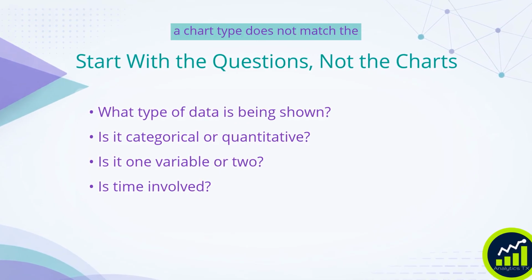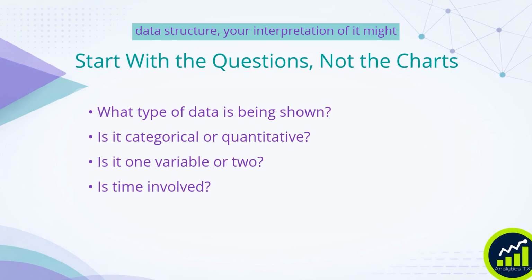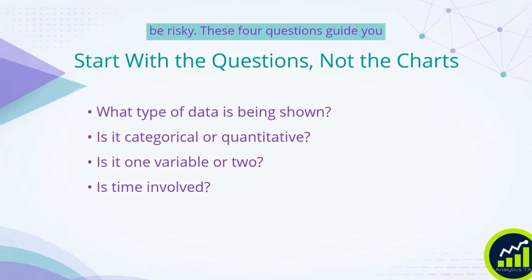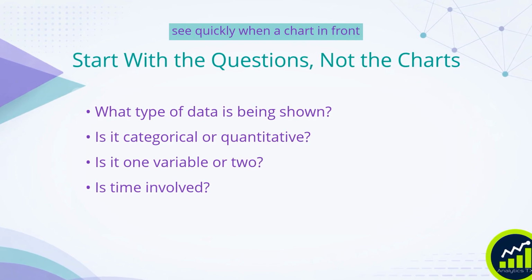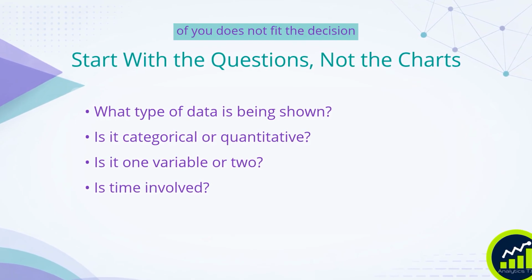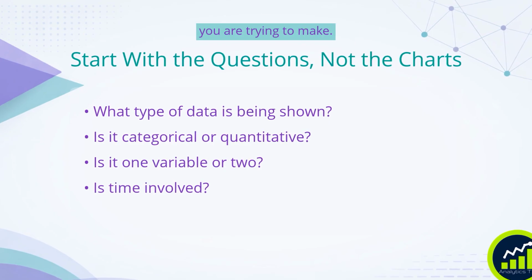For example, a trend across months. If a chart type does not match the data structure, your interpretation of it might be risky. These 4 questions guide you to the right chart and help you see quickly when a chart in front of you does not fit the decision you are trying to make.